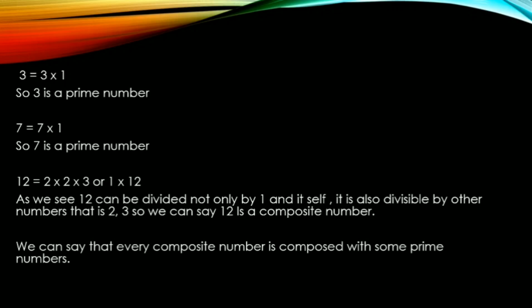Actually, all the composite numbers are composed with some prime numbers. When we multiply 2 or 3 prime numbers or more than 2 prime numbers, we can get a composite number.